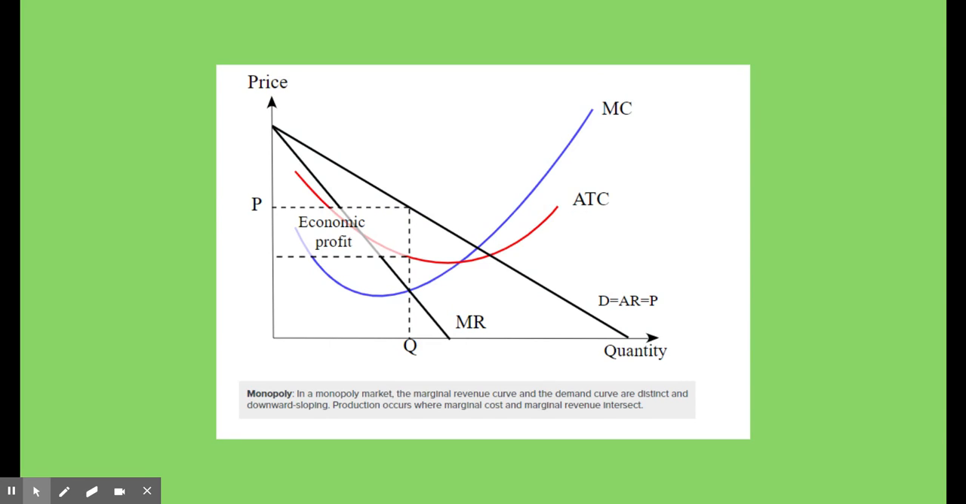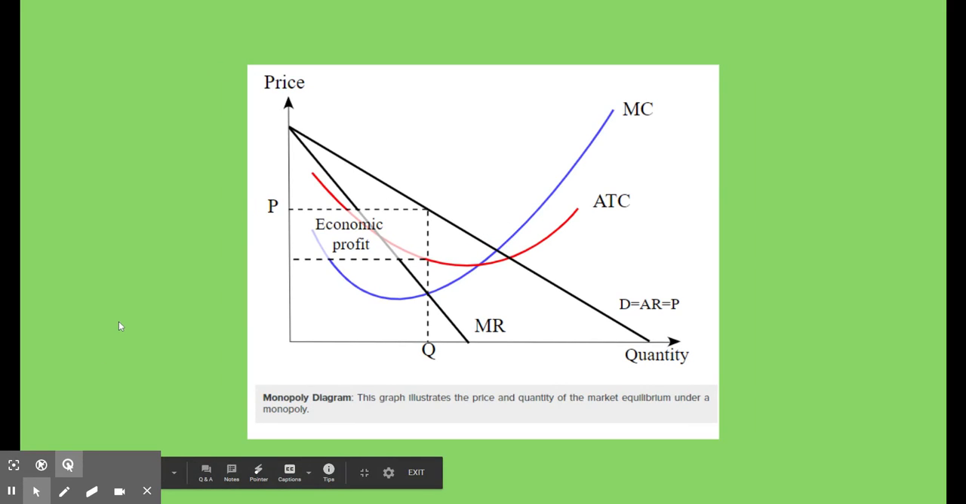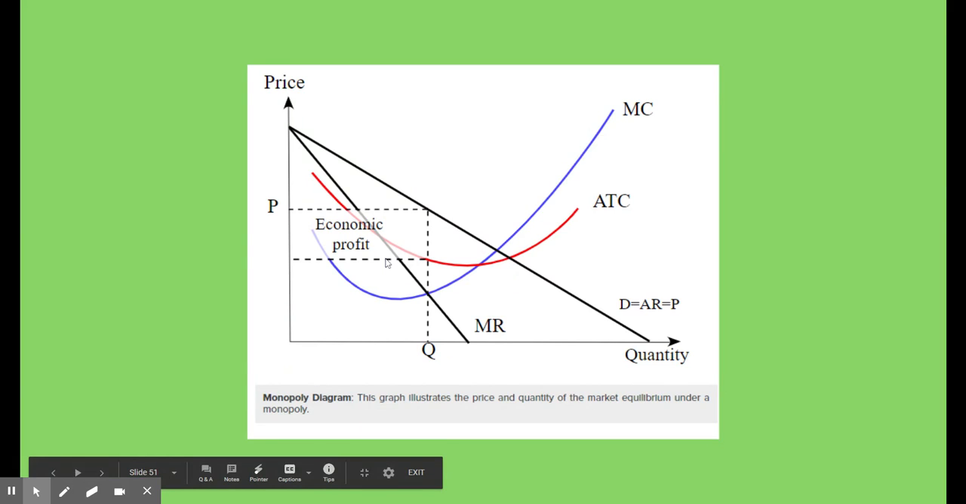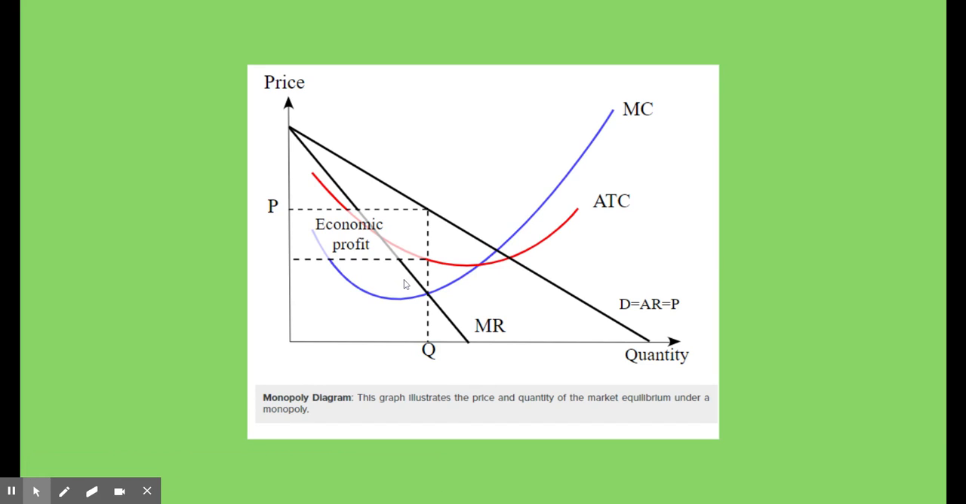In a monopoly market, the marginal revenue curve and the demand curve are distinct and downward sloping. Production occurs when marginal cost and marginal revenue intersect. So once again, it is right here, and this is the quantity that's going to be produced. So looking at the monopoly diagram, there are 5 key points. Marginal revenue lies below the demand curve. This occurs because marginal revenue is the demand plus a negative number.